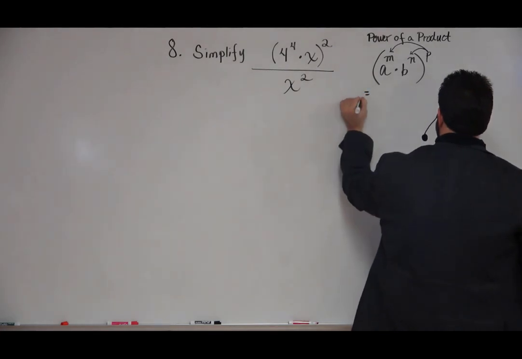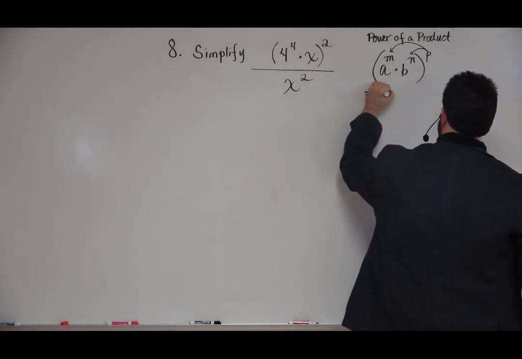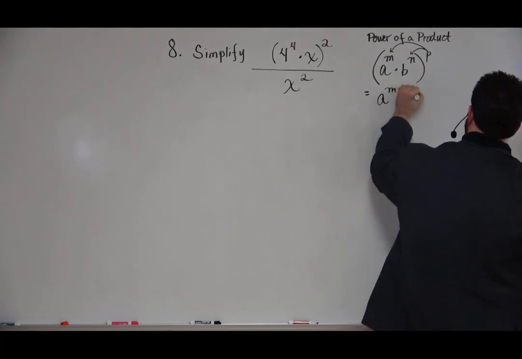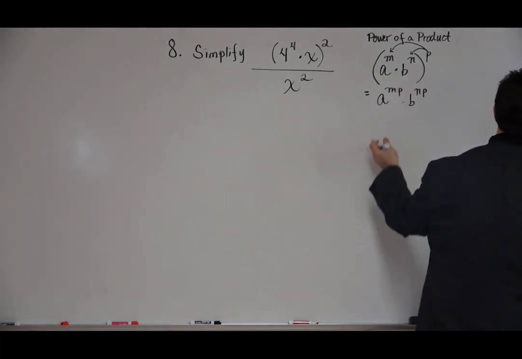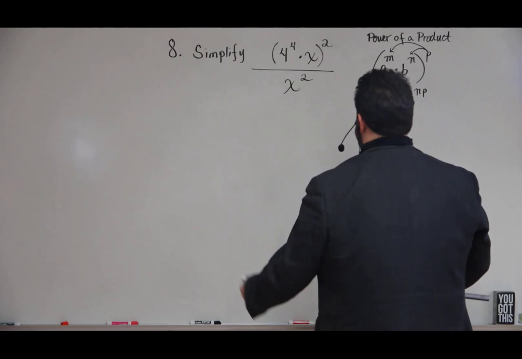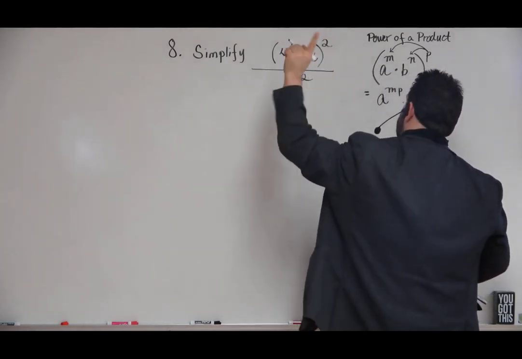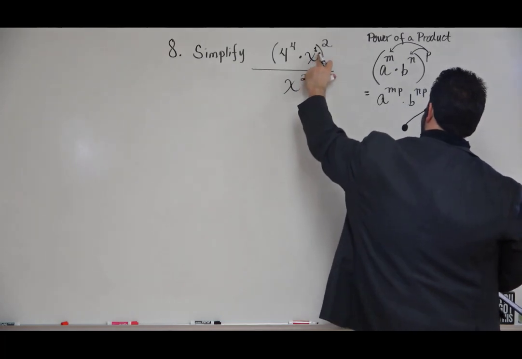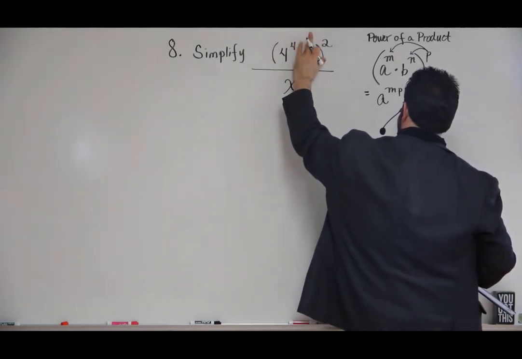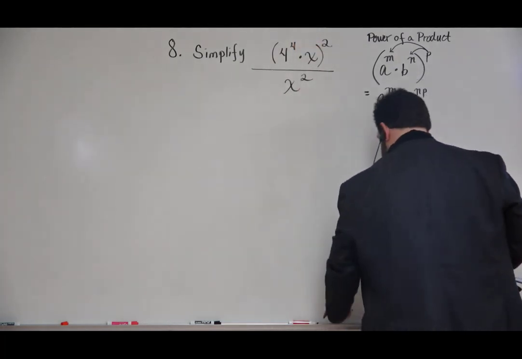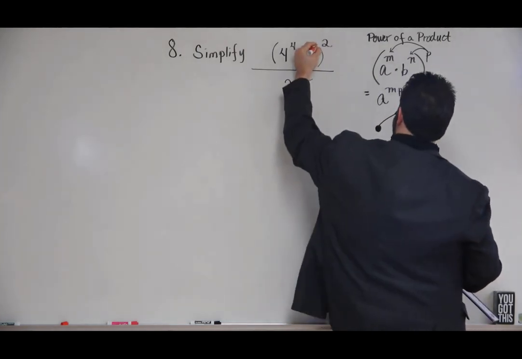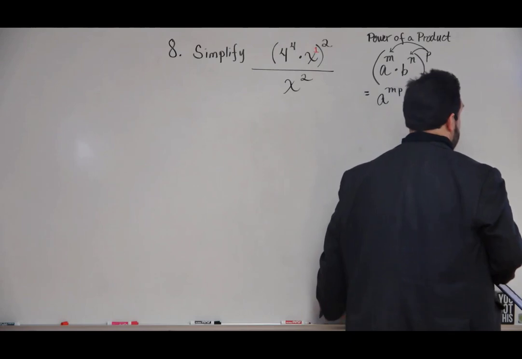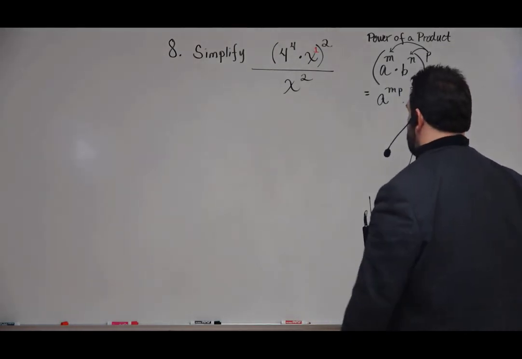Just so you see what that looks like, that's going to be a to the mp times b to the np. You're just going to multiply. So that's what you're going to do out here. But the key is you have to remember that there's a 1 there. If you don't remember that 1, I'm going to put it in red just so we're totally clear. That 1 is not written, but it's understood. You have to remember the 1, ladies and gentlemen.